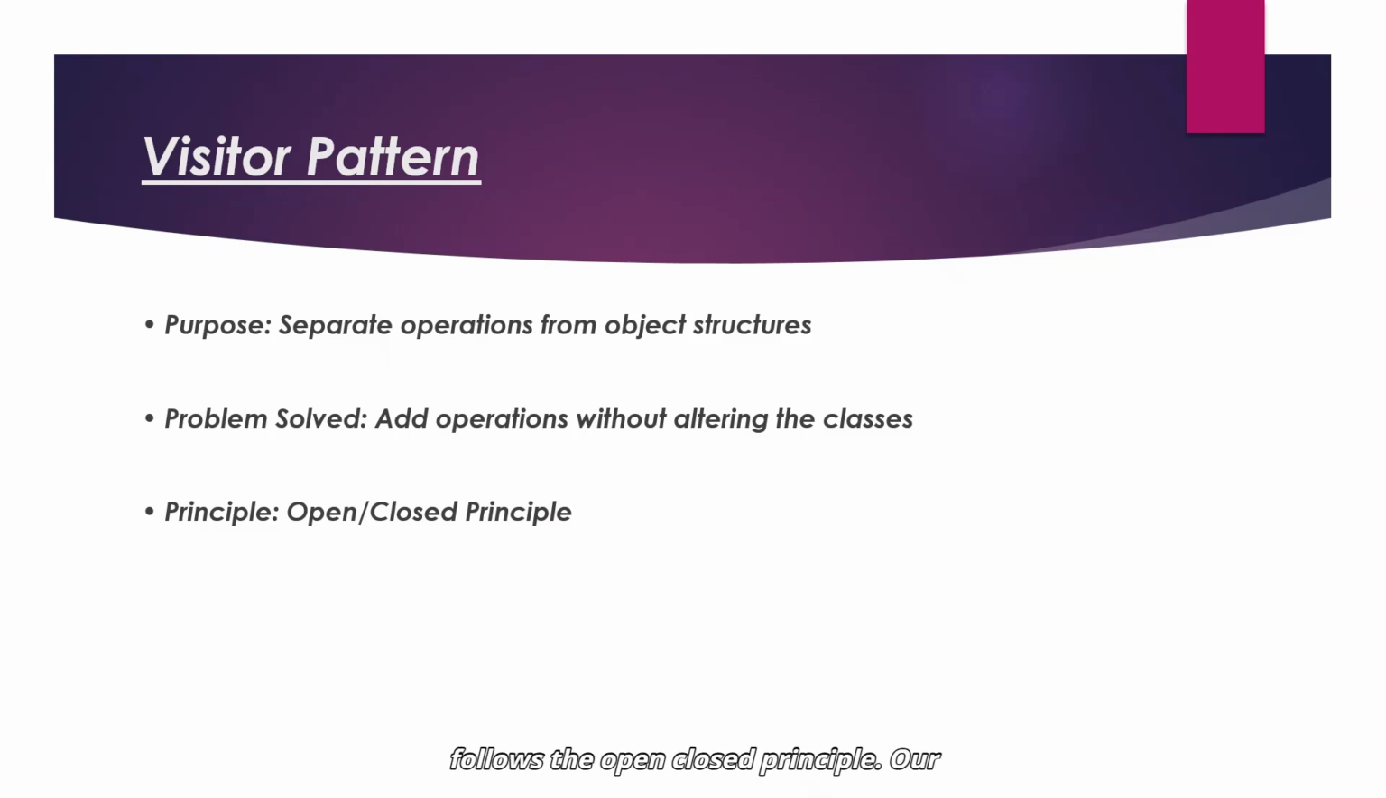This follows the open-closed principle. Our objects are open for extension, meaning we can add new operations easily, but closed for modification, meaning we don't touch existing code, thereby avoiding breaking things. This pattern shines especially when the structure of objects remains stable, but the operations keep evolving over time.